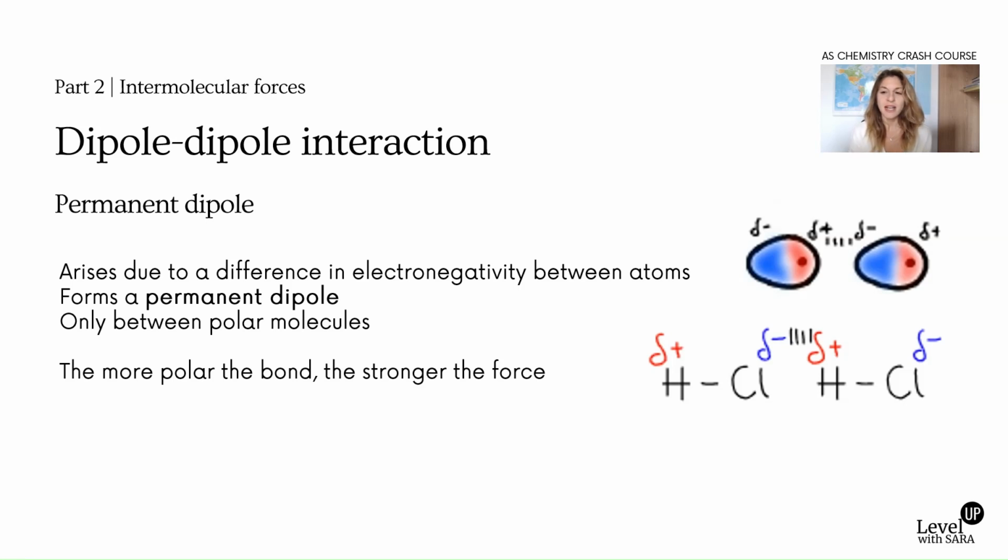So an example, HCl: hydrogen is less electronegative than chlorine. So chlorine would have a negative dipole because the electron density moves towards it. And this will attract the positive dipole of another adjacent molecule. So only polar molecules, and the more polar, the stronger the force.